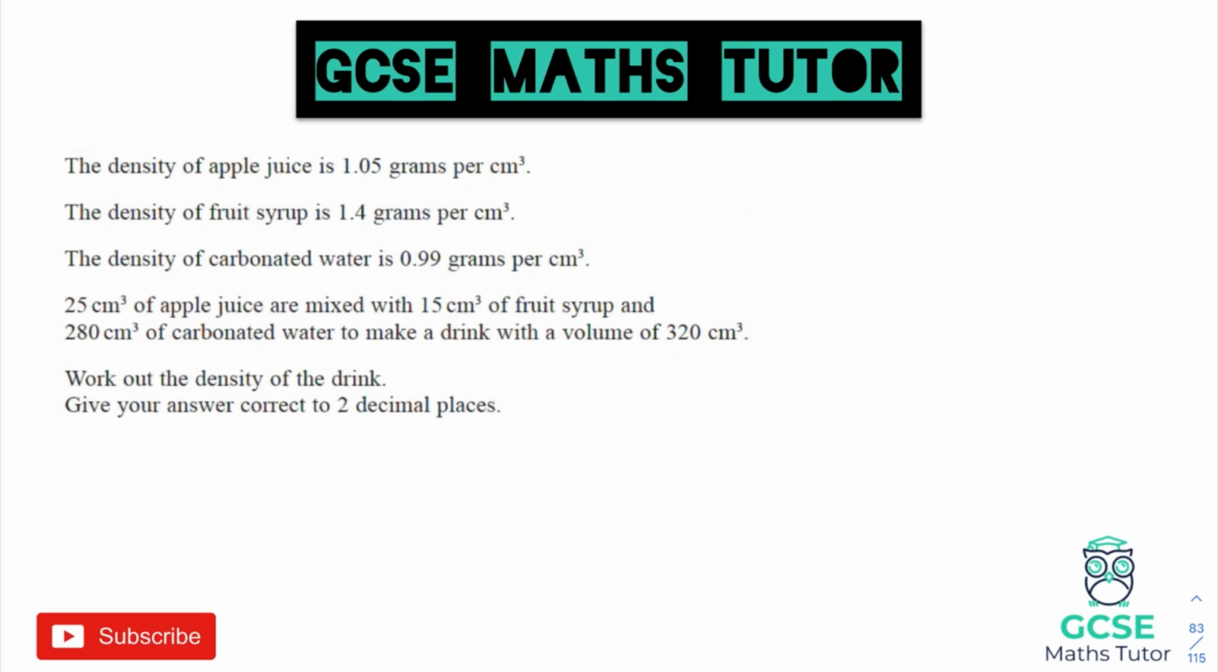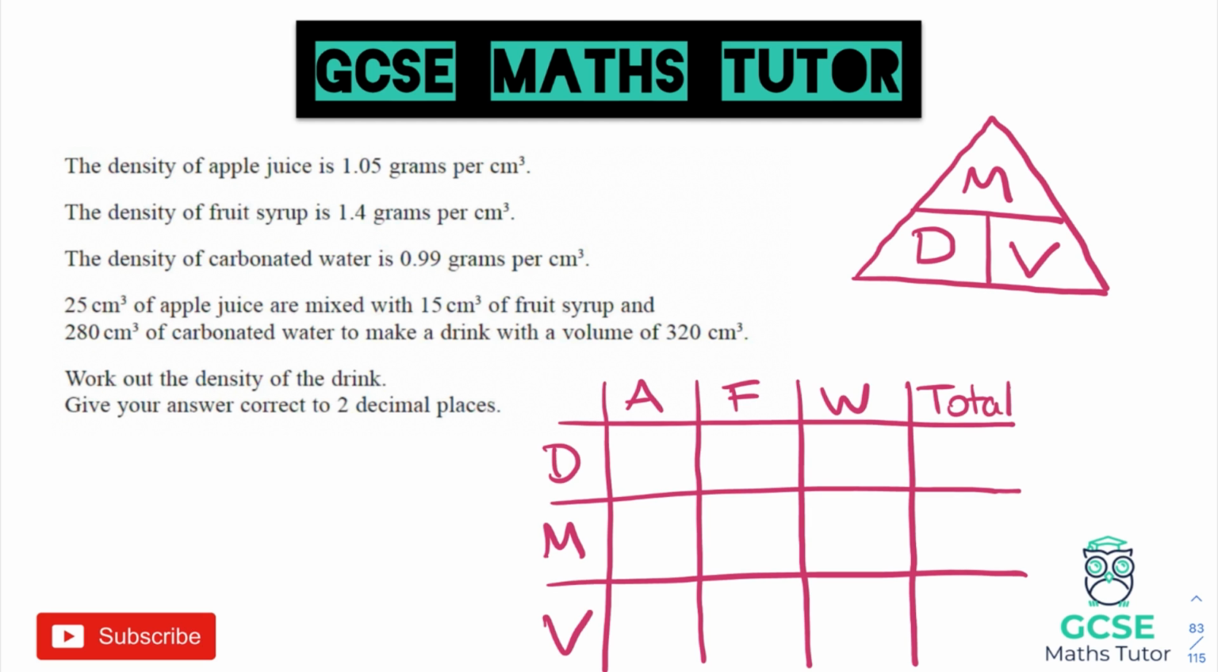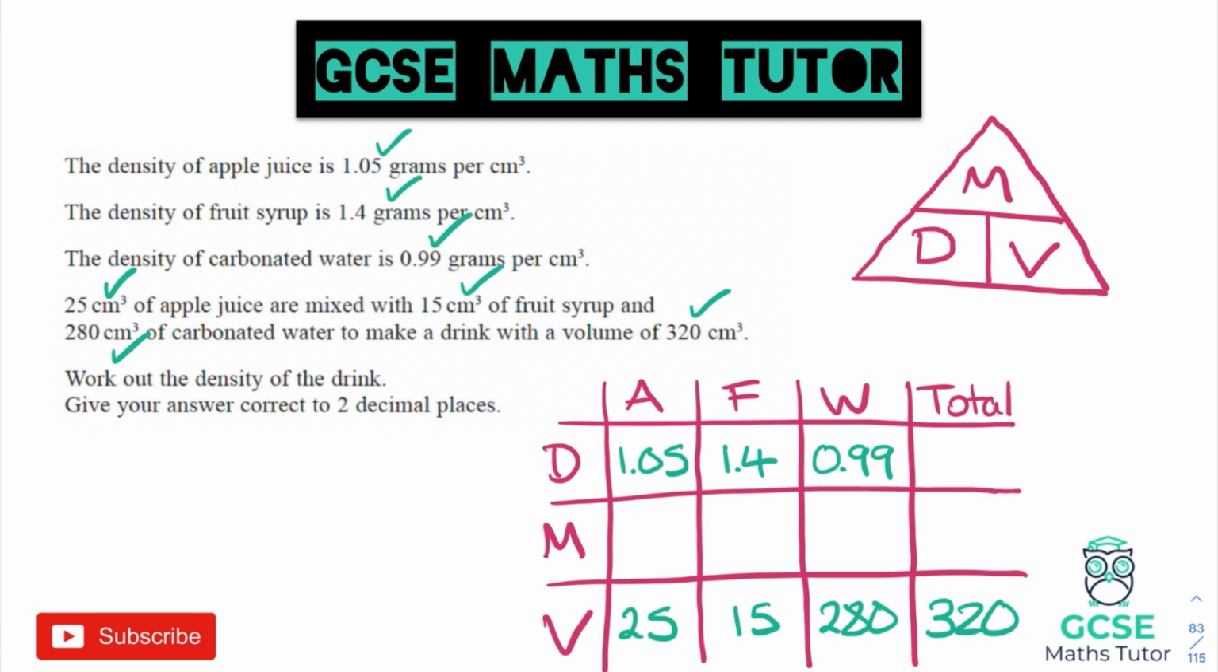So if you have multiple things that are getting mixed together, write down your density, mass, volume formula. If you do have ones like this, you can again use a two-way table, and again you want to write down anything from the question into your two-way table so that we can actually go about using the formula.